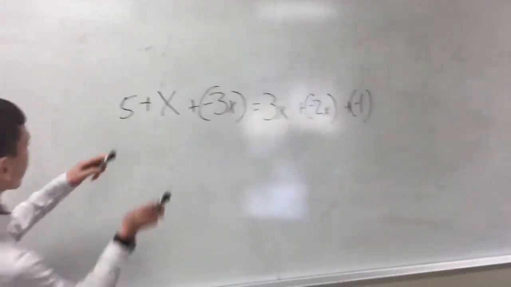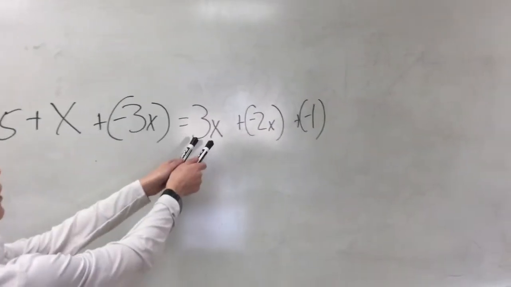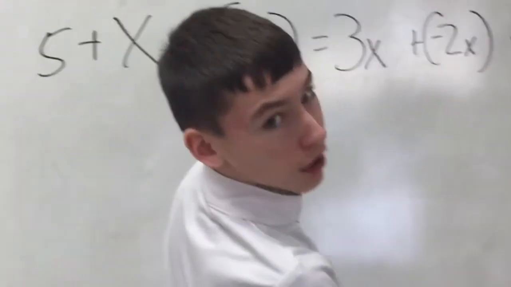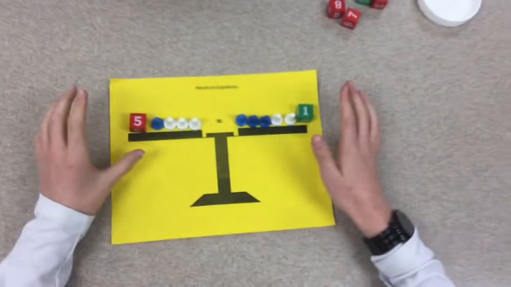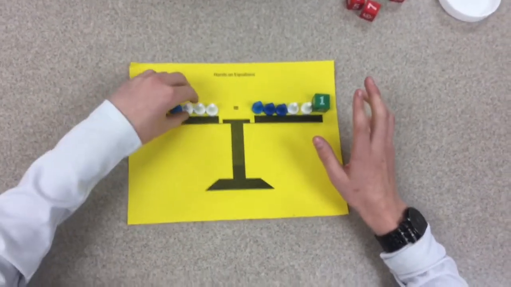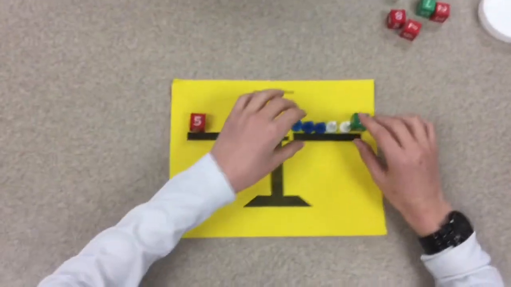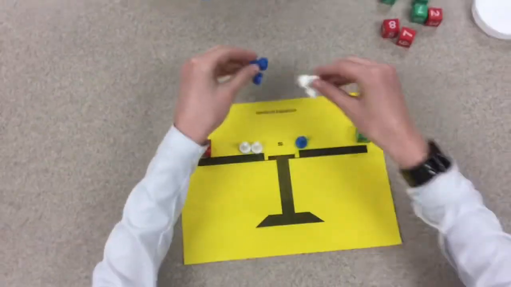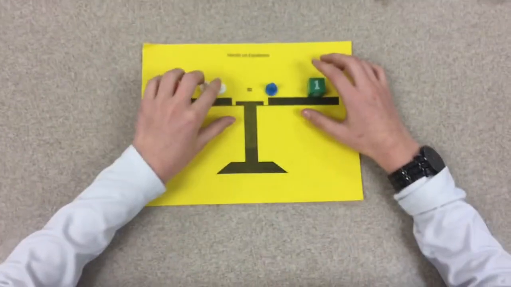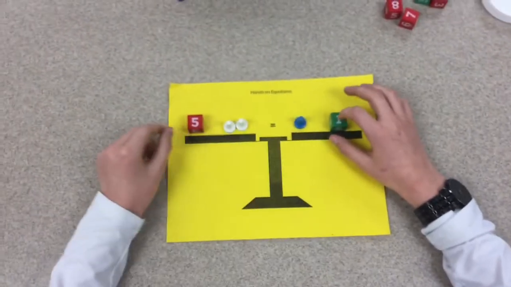So our next problem is 5 plus x plus negative 3x equals 3x plus negative 2x plus negative 1. Let's go solve. So here's our problem. So we can start off by taking away all the possible pairs of 0. So this is a pair of 0 because they cancel out each other. And these are also a pair of 0. So then we have 5 and the opposite of 2x, and x and negative 1.